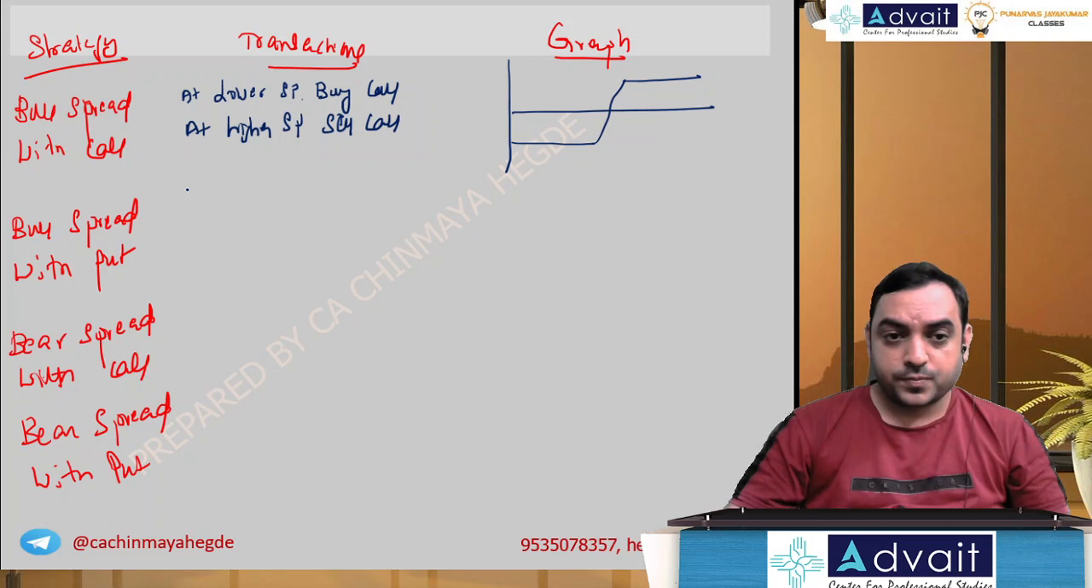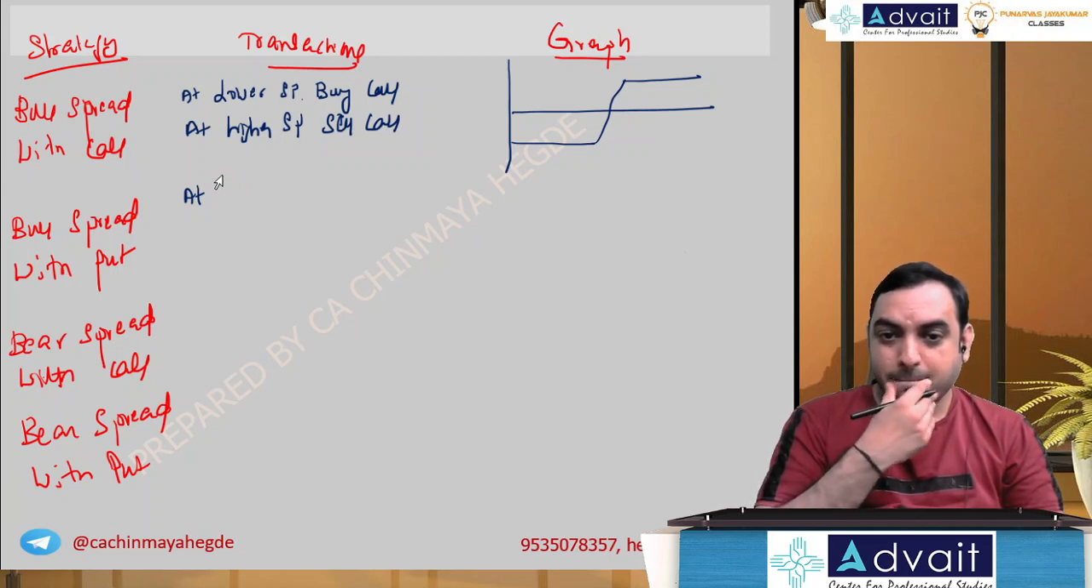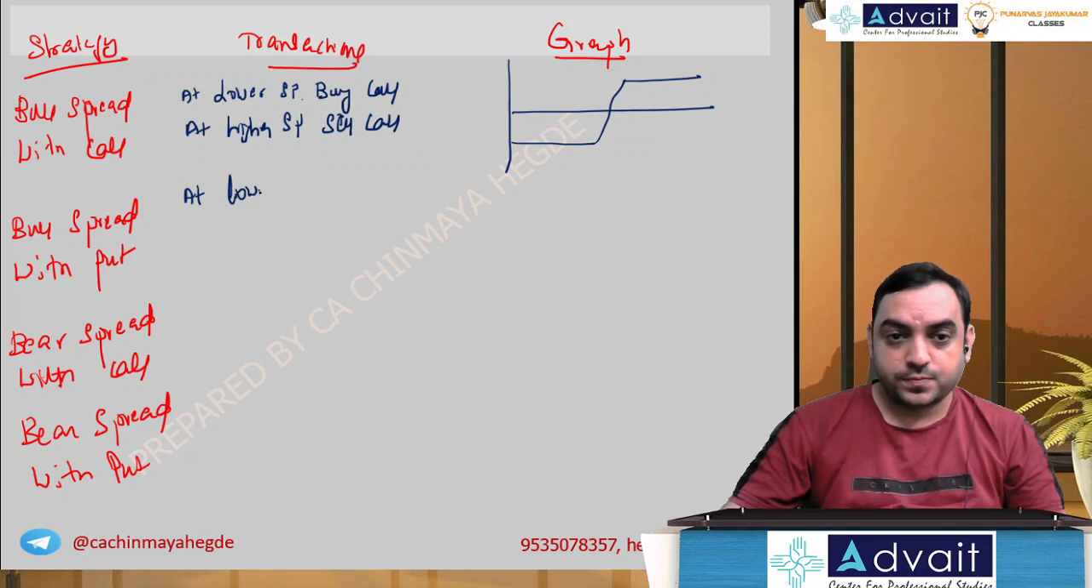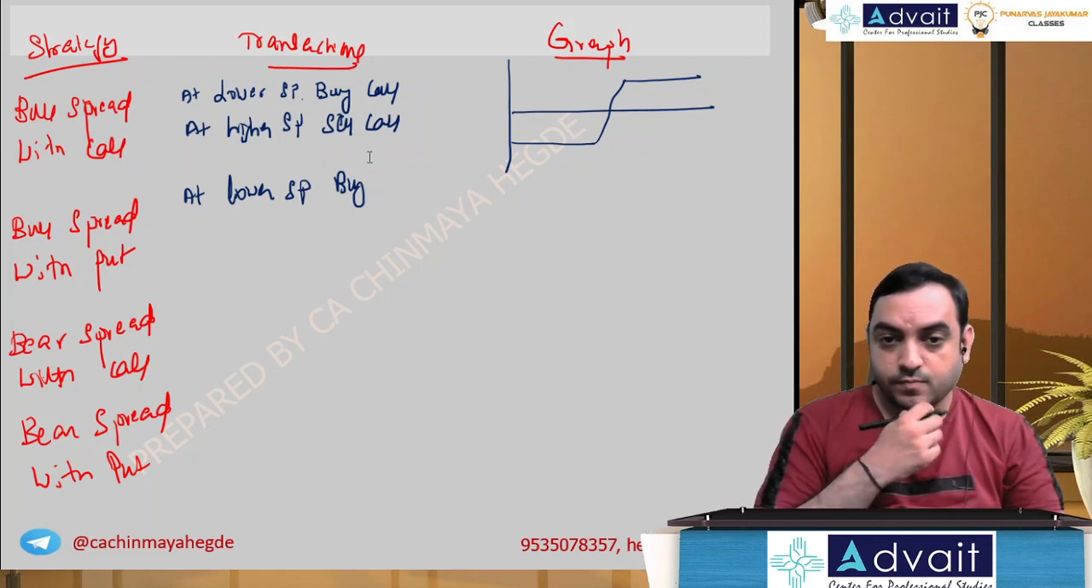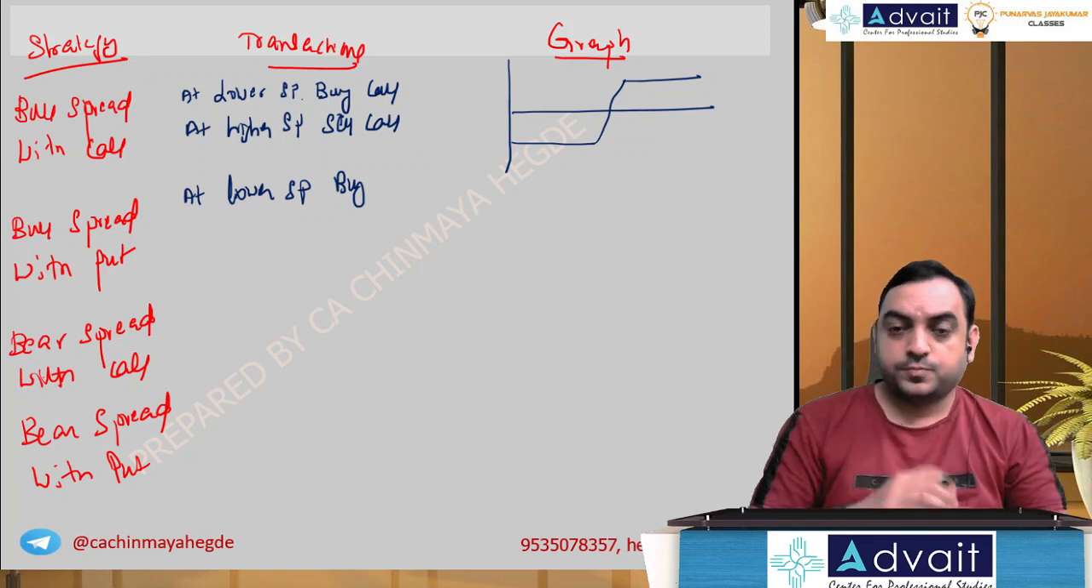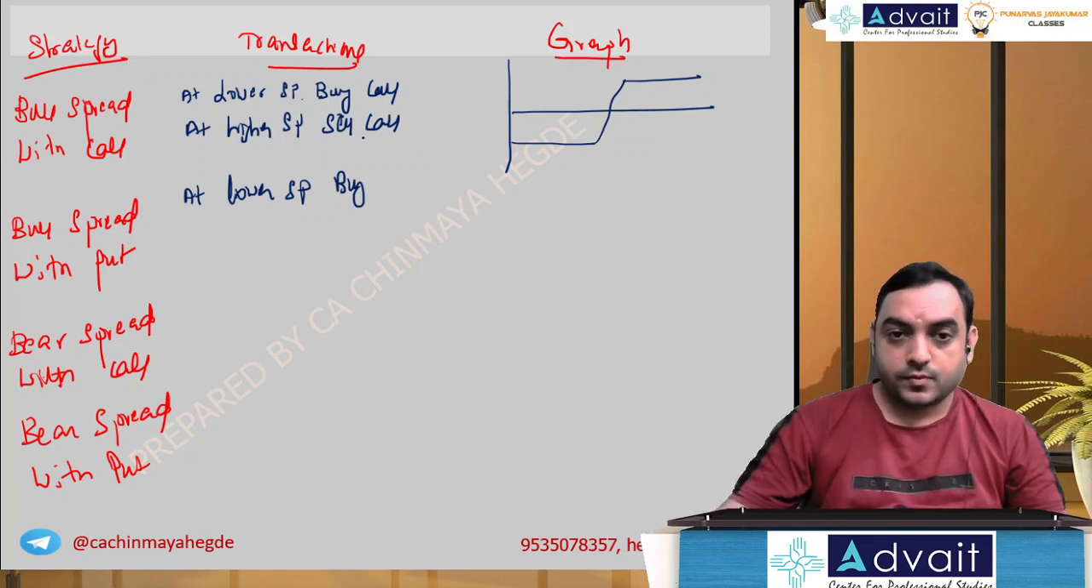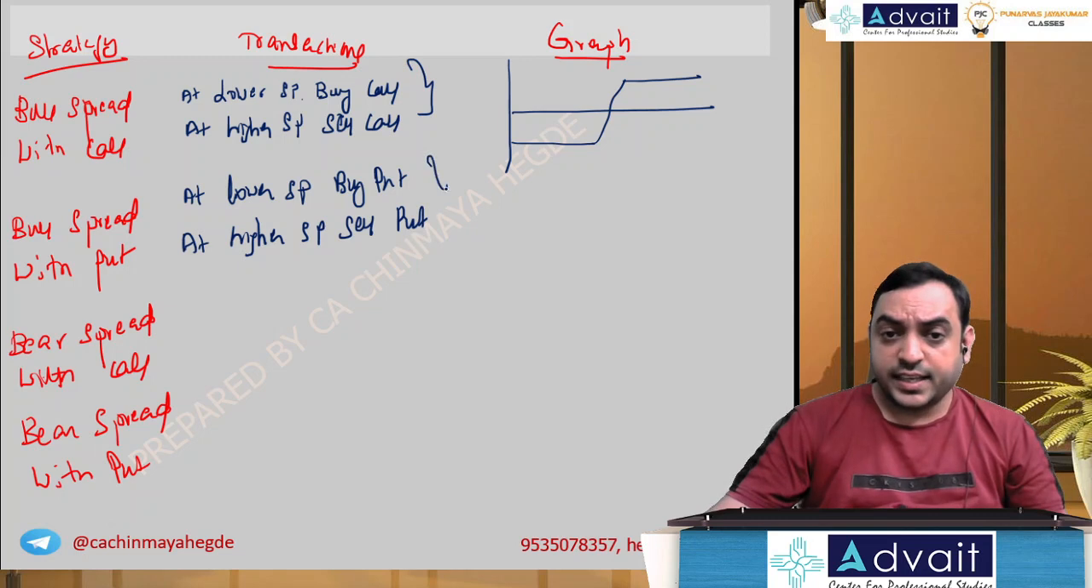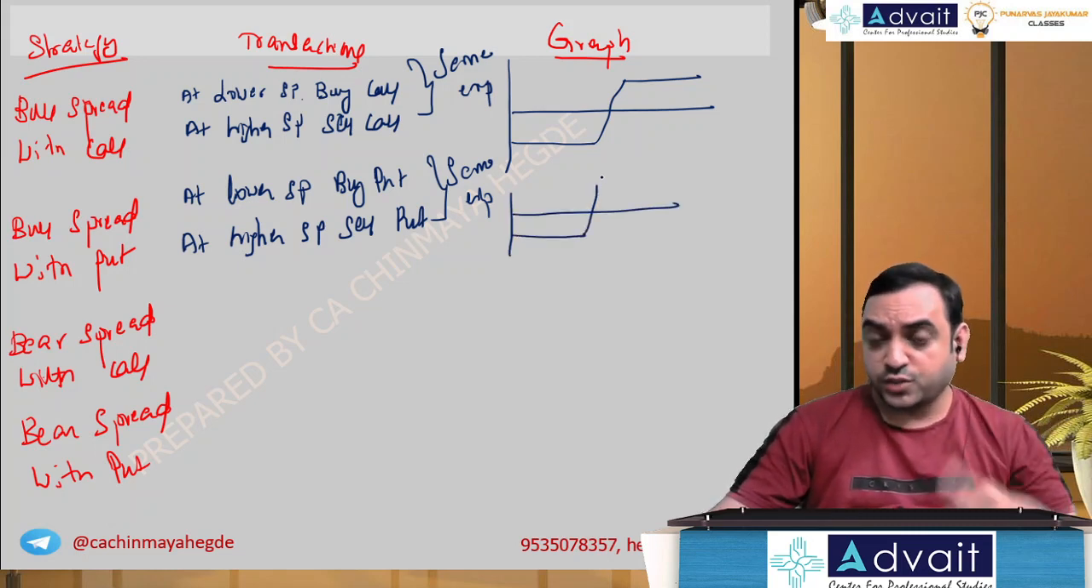Bull spread with put. At a lower strike price, same, I buy a put option, and at a higher strike price, I sell a put option. Forgot to tell, this is again the same expiry. This graph will also look alike, similar. You will have a limited loss if the price is down, and limited profit when the price is up.